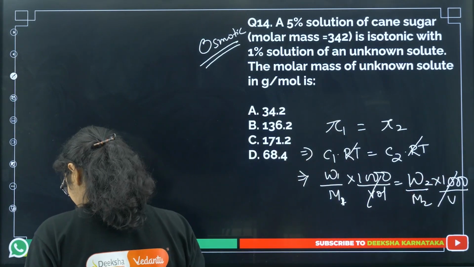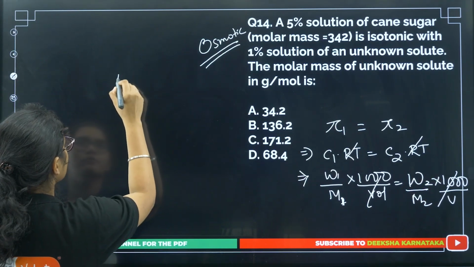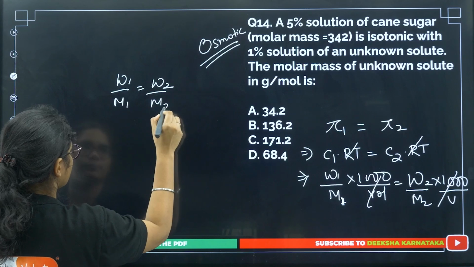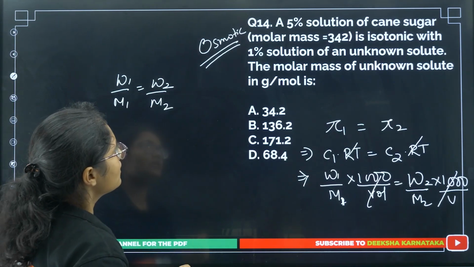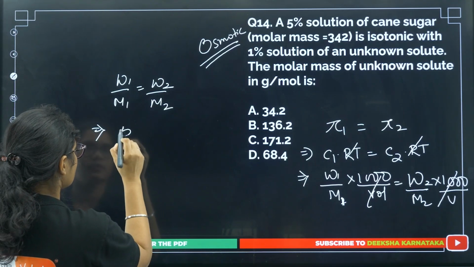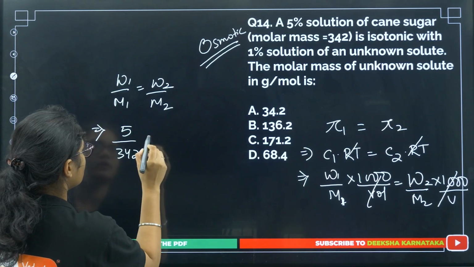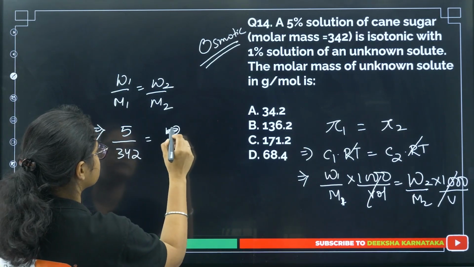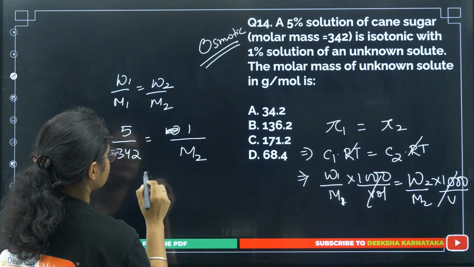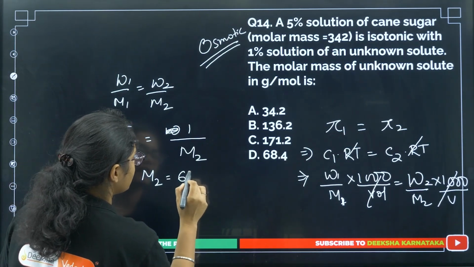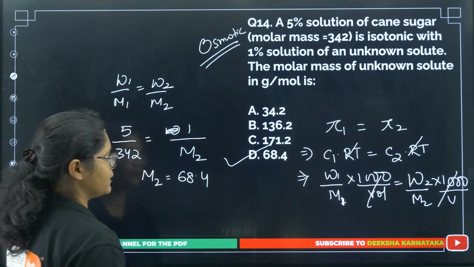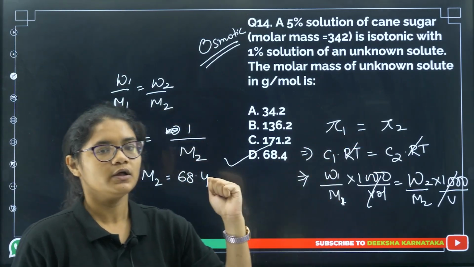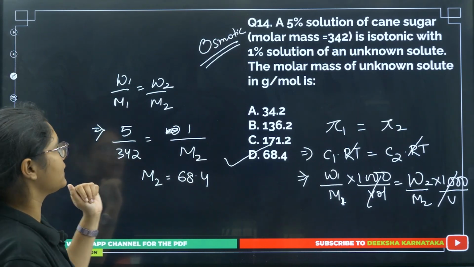So what is the equation that we are left with now? W1 by M1 is equal to W2 by M2. Okay. Now let us substitute the values here. What is W1 value? 5 by 342 is equal to W2, which is 1 gram, divided by M2, right? So if I calculate M2, I'll get 68.4. The correct answer for this question is option number D. This is a little tricky question. Here you need to equate the two osmotic pressures. Okay, I hope you are getting these answers.